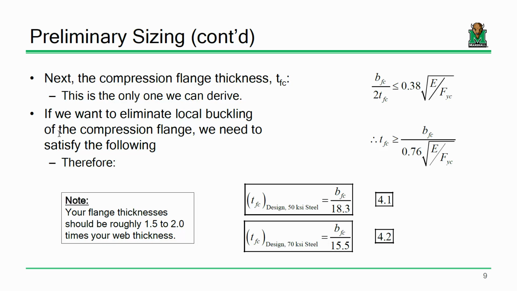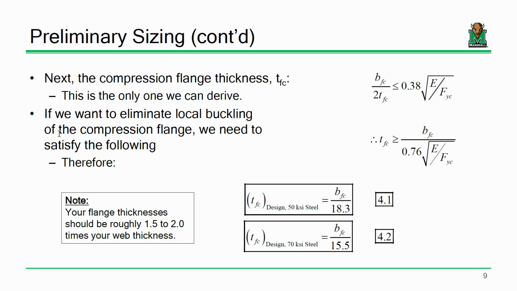If I'm using 50 KSI steel, the yield stress would be 50. E, what's E for steel? 29,000, there we go, 29,000 KSI. So if I take 0.76 times the square root of 29,000 over 50, I can determine a flange thickness if I'm using 50 KSI steel. And if I'm using 70 KSI steel, that limit just changes a little bit.